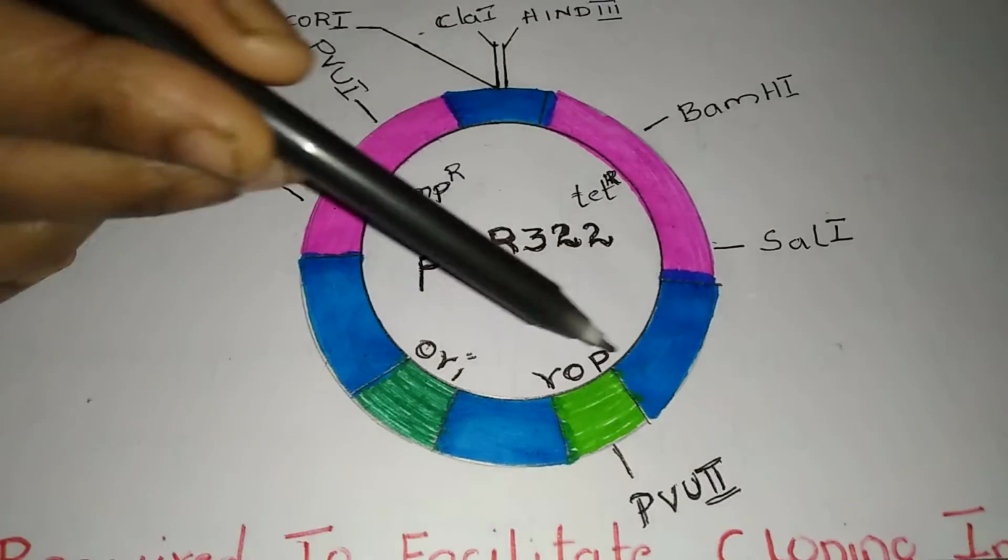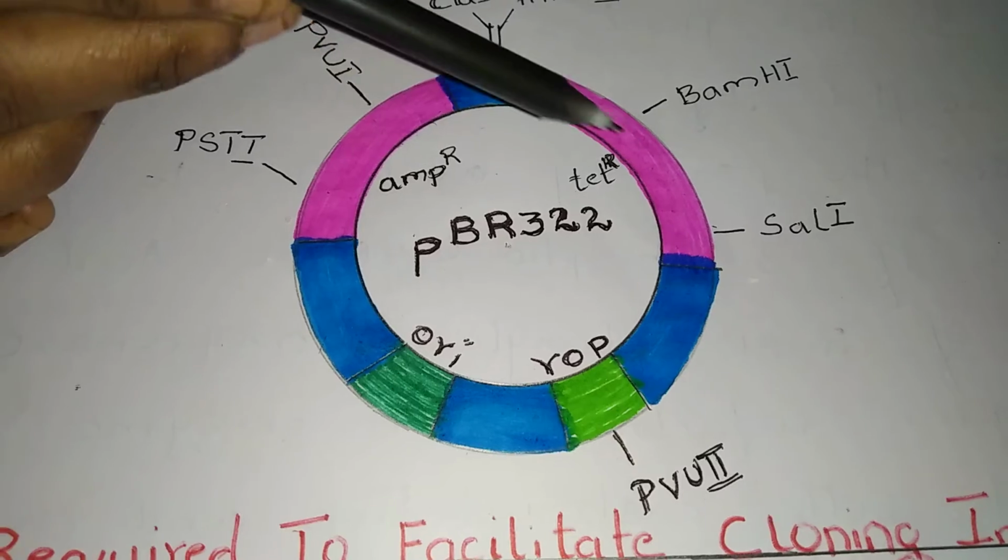Cloning sites. Every plasmid should have only one cloning site.